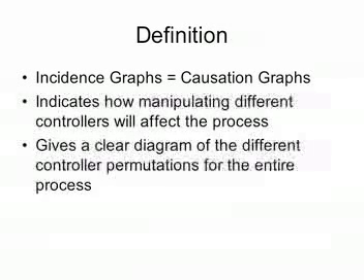Incidence graphs are also known as causation or Levi graphs. They show how manipulating the controllers involved can change how the process proceeds. These controllers include things like heat exchangers, temperature and pressure sensors, and many other devices needed for chemical processes.